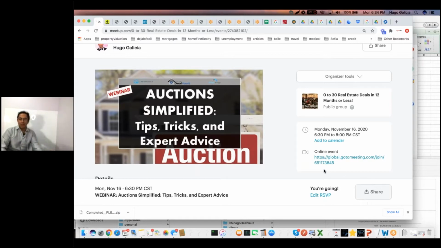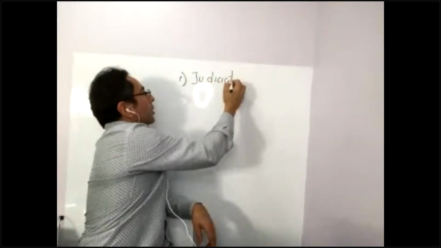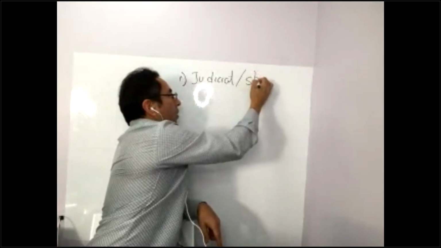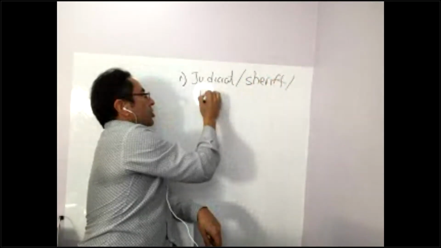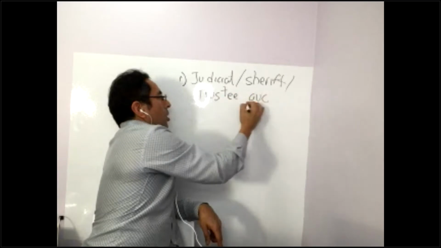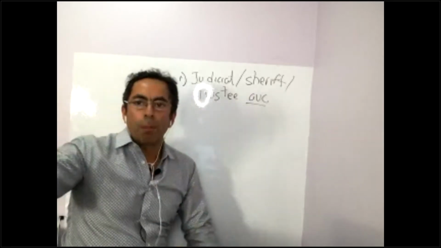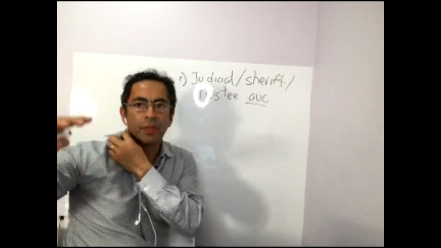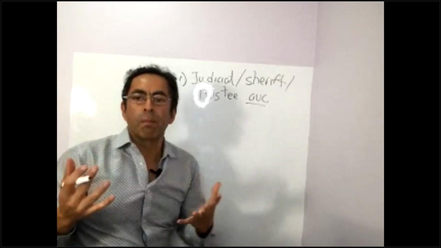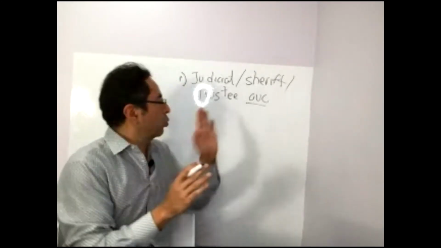So let's just dive into it and understand what auctions are all about. There are two types of auctions. You're going to hear the concept judicial auction or sheriff auction or trustee auction. Okay, so they all mean the same. What it means is that people are going to show up at the judicial courthouse and they're going to bid on the property, and the winning bidder is going to need to pay cash for the property in the next 24 hours. Okay, so that's one type of auction.